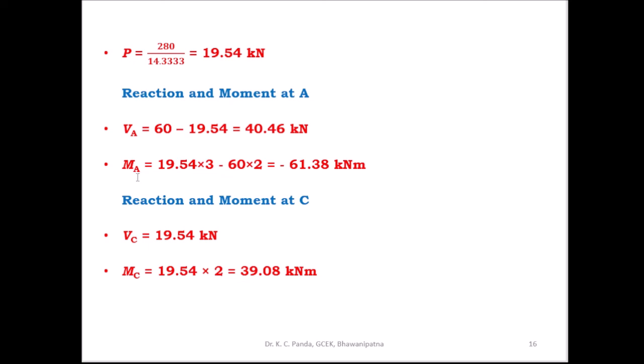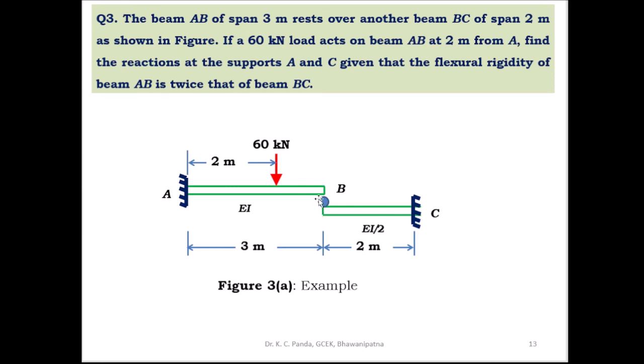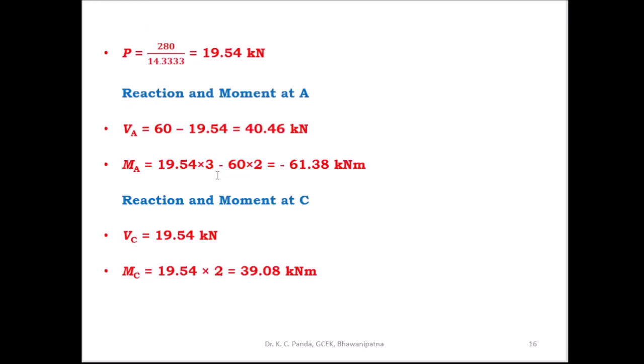Then you can find out the moment at A. Here you know the force you got. So this force into 3 meter minus 60 into 2 meter. This is the moment at A. The force you got here, 19.54 kilonewton into 3 minus 60 into 2, is equal to minus 61.38 kilonewton meter. So this is the moment at A.